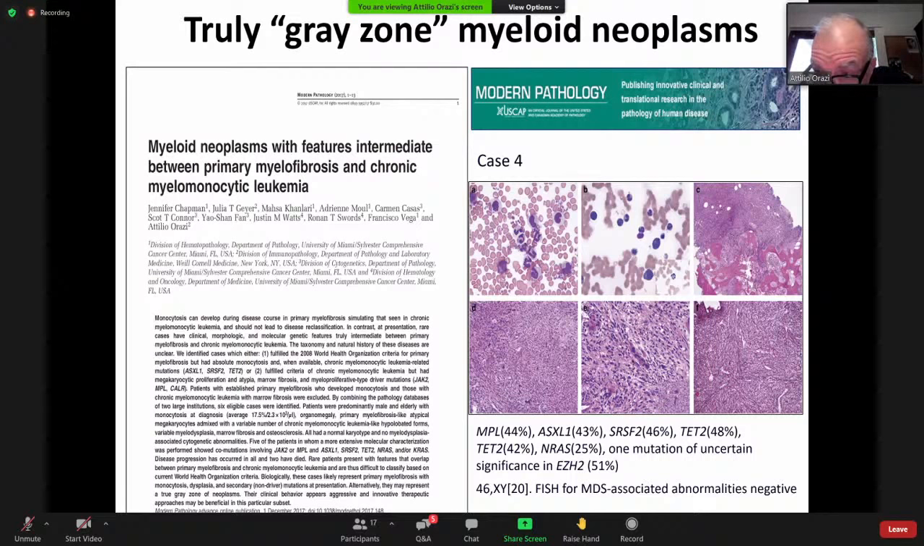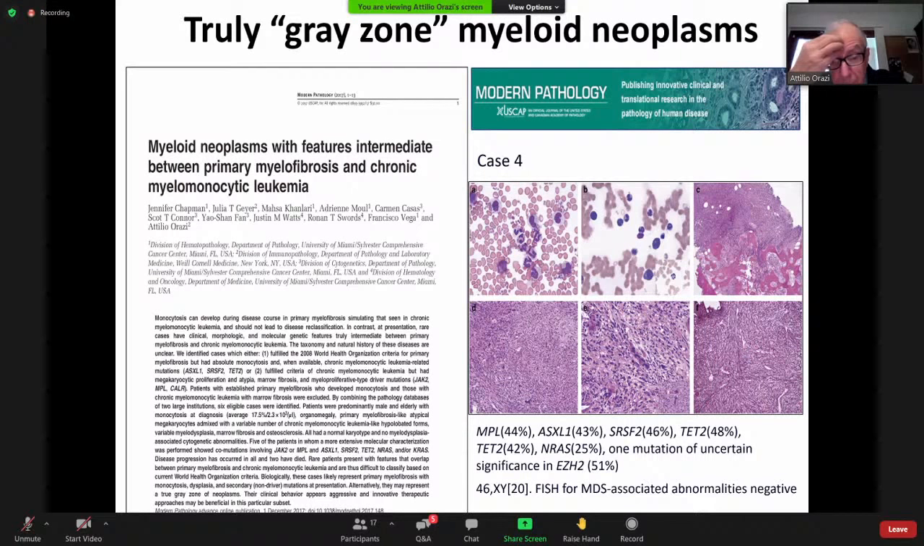So normal karyotype, a very messy and complex mutational profile, and the morphology, good luck with that. If you look at the degree of fibrosis, there is even osteosclerosis here. You would probably go MPN, I would, but if you look at the morphology in the lower left, the megakaryocytes are kind of small, they are squeezed by the fibrosis. It's very hard. And in the end, this was called, I think, favor MPN because of the MPL.